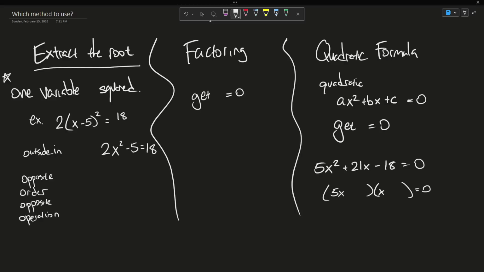So spend like 10-20 seconds on it. Try some AC. 5 times 18 is 90. Negative 90. Does anything multiply to negative 90 that adds up to 21? Look around it. Try a couple numbers. But stop yourself from getting too invested. Be like, oh, if it doesn't work, quadratic formula. If it does work, then yeah, continue factoring.